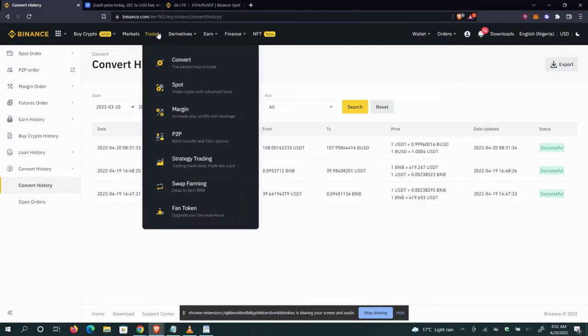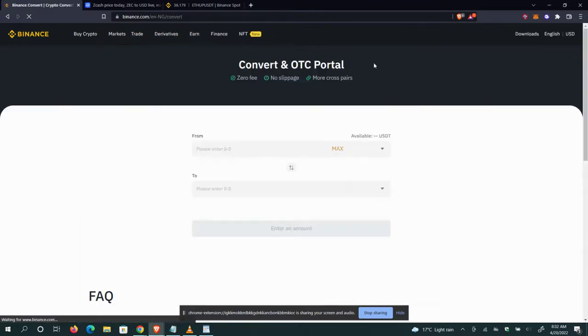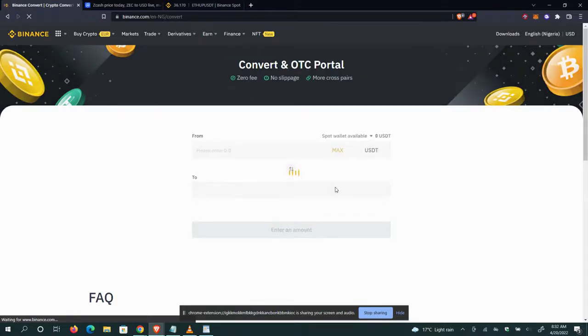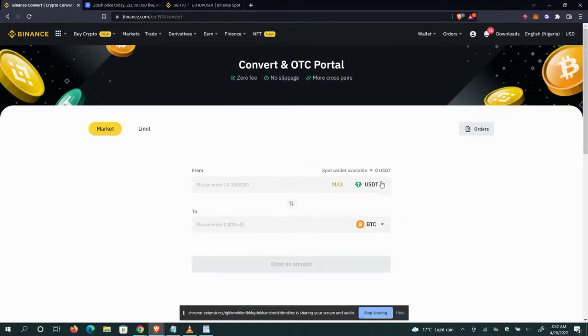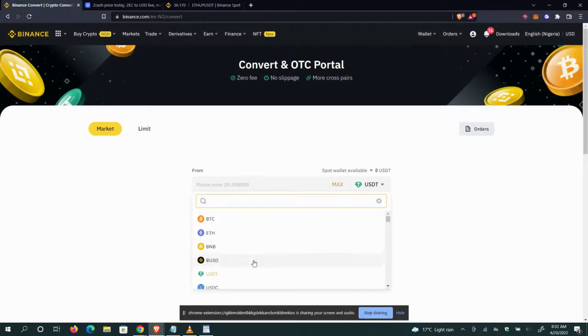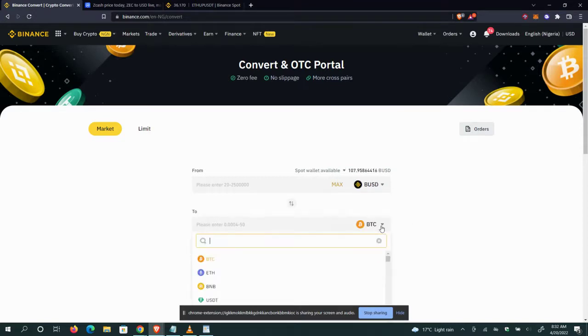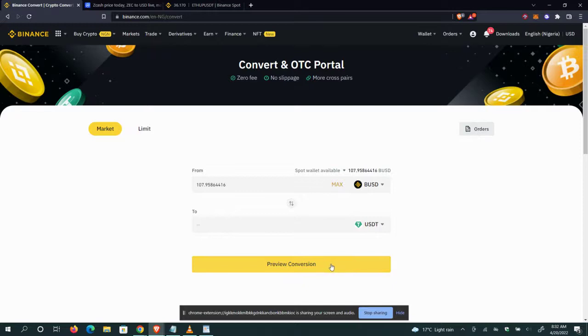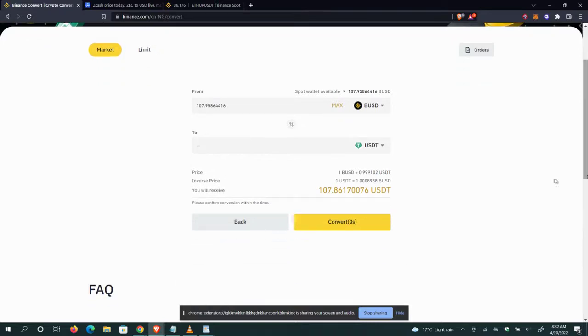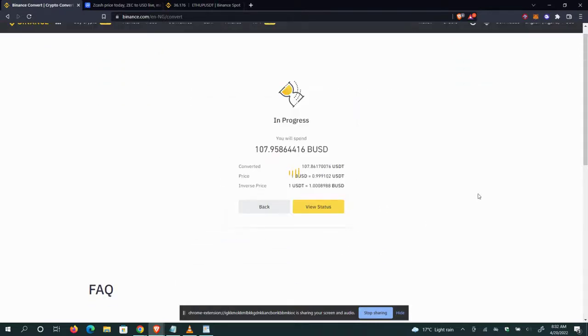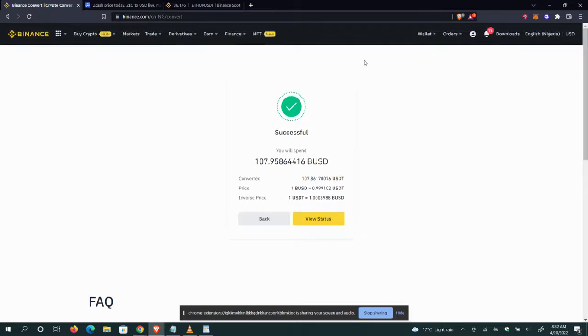So again, I come back to trade, I go to convert. Now I want to convert my BUSD back to USDT. I change BUSD and USDT, click on max, and preview conversion. As easy as that, and I've converted it back. That is how you can convert your coins on Binance.